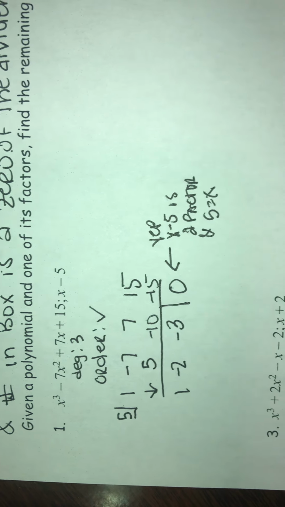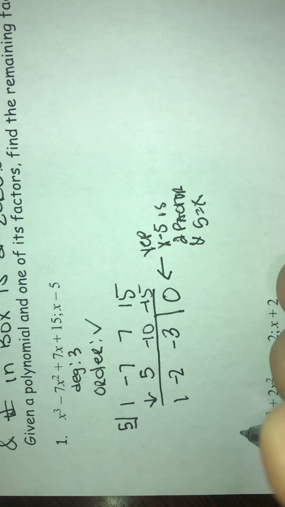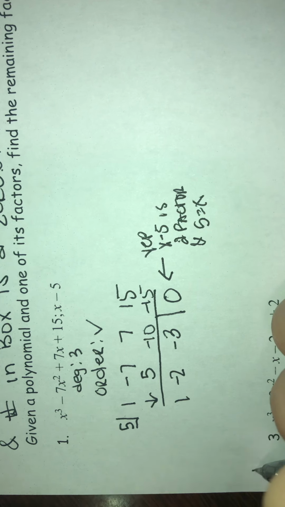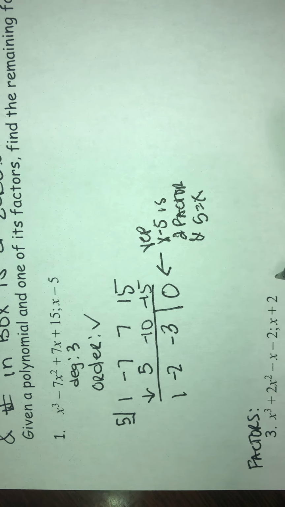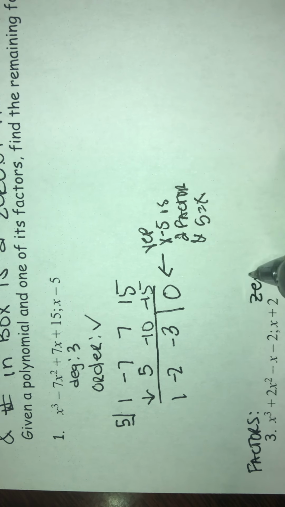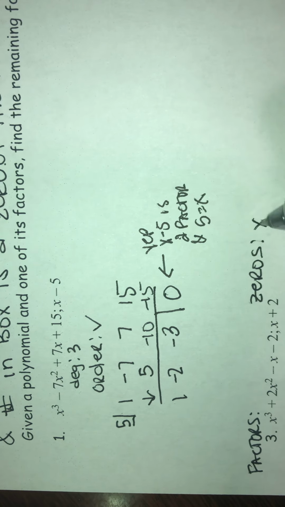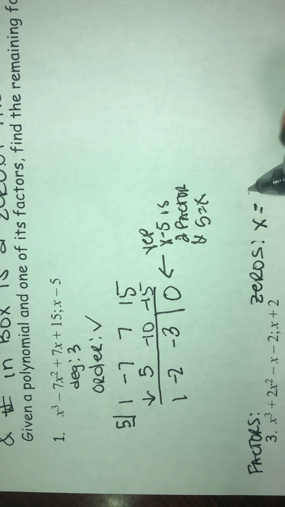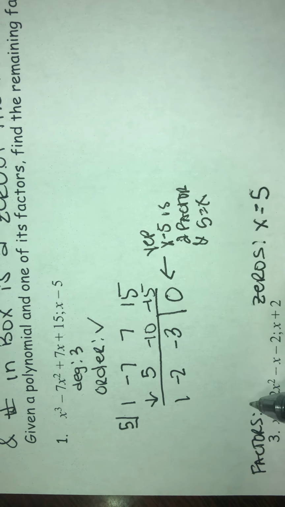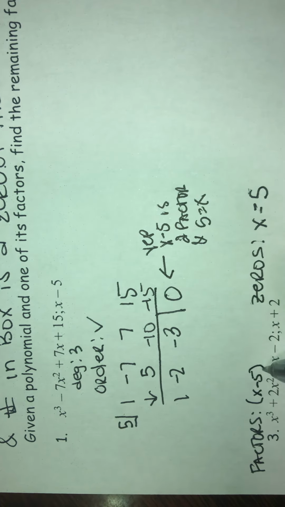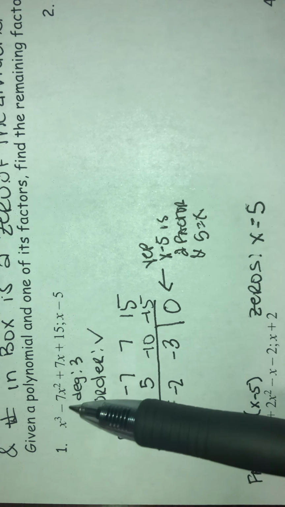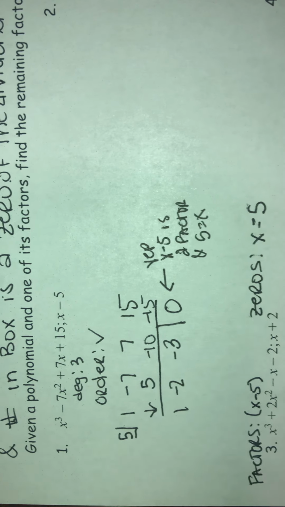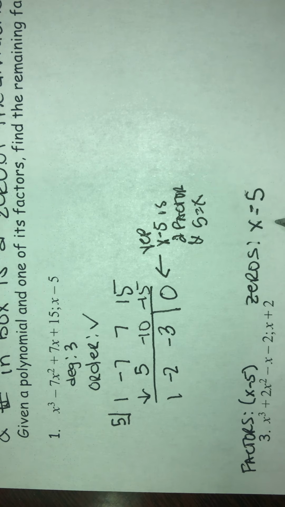So that's just one set. We're going to start making a list. From now on, we're going to write the word factors so we can list all the factors, and we're going to write zeros so we can list all the zeros. So right now we know a zero of this function is 5. A factor of this function is x minus 5. Now we know from discovery that the degree is 3, which means it's got to have 3 zeros. Right now I only found 1.